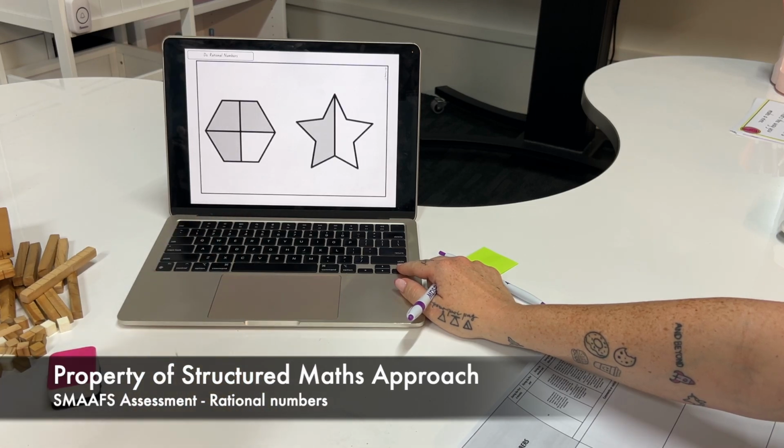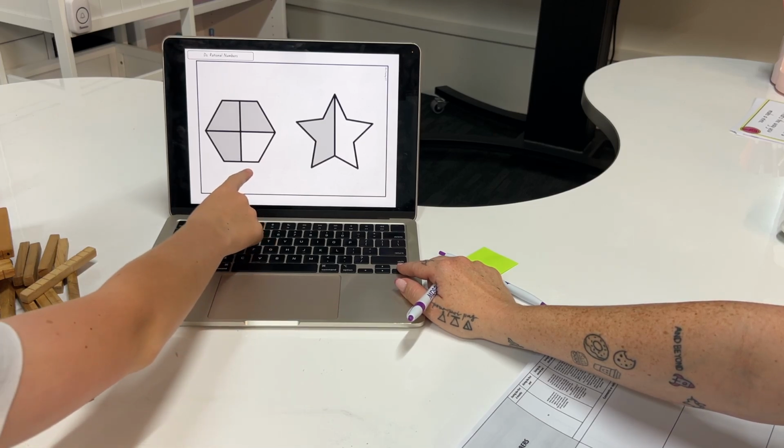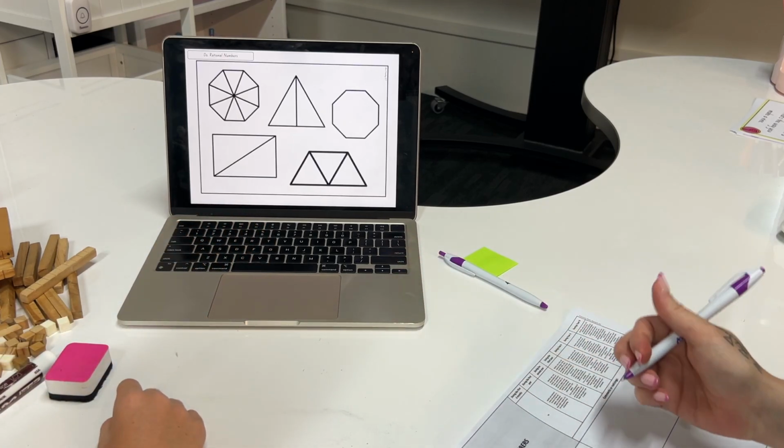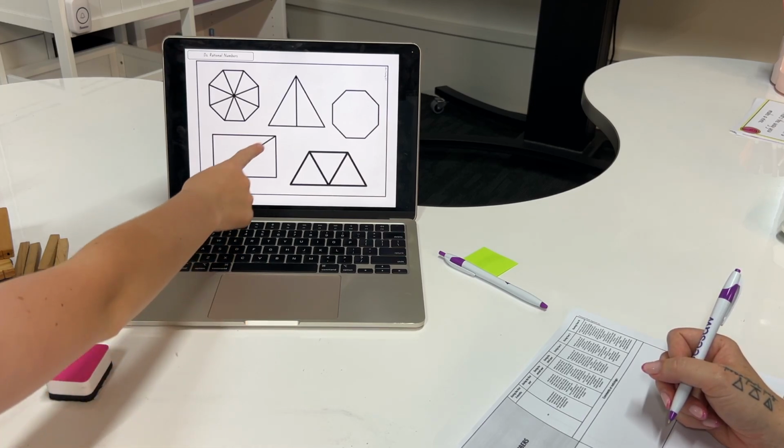Awesome. 1/4. Sorry, not 1/4. In quarters. Cut in quarters. You can point to it on the screen. Cool. The two shapes here that are cut in half. Awesome.